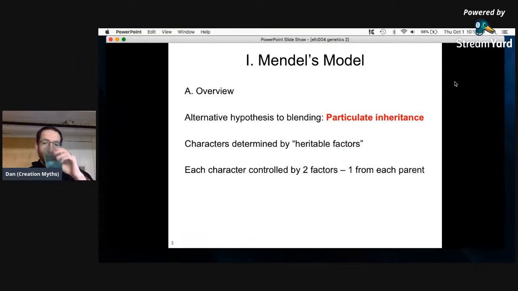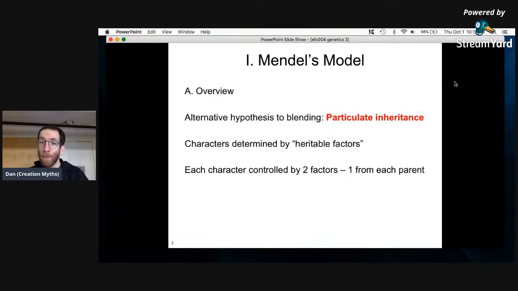And Mendel correctly deduced that each character in an organism, at least for the organisms he was looking at, which coincidentally happen to be the same for us, is controlled by two factors, one from each parent. So you get one from mom, one from dad, and whatever combination you have is going to determine whatever trait you have for the traits that Mendel looked at.